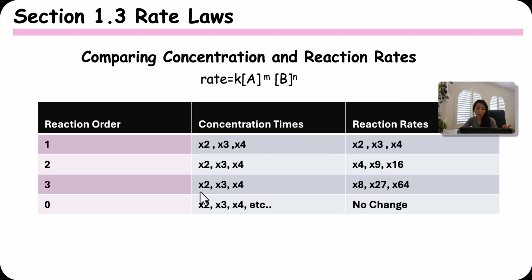But what happens if, no matter what the concentration times, the reaction rate doesn't change, it's always constant? That means the reaction order is going to be 0. So one of these, m or n, would be 0. Now, putting all this together, let's try a learning check.